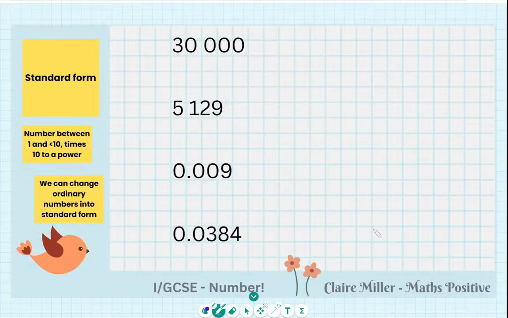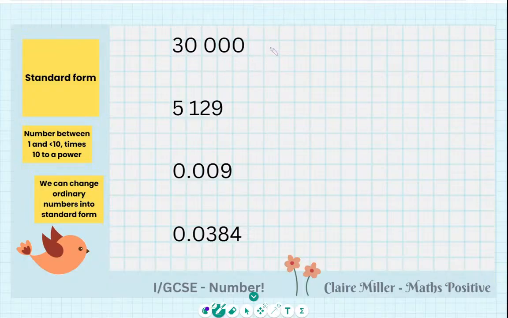Fantastic. We can also turn ordinary numbers into standard form. Remember that number at the beginning always has to be between 1 and less than 10. This is where most people go wrong with standard form. Okay, other than that, in many ways, the converting makes a lot of sense as long as you've got good knowledge of multiplying and dividing by 10, which I think a lot of you will have.